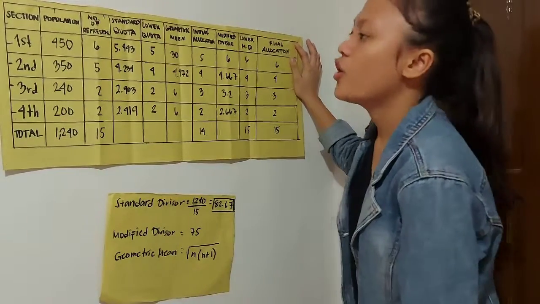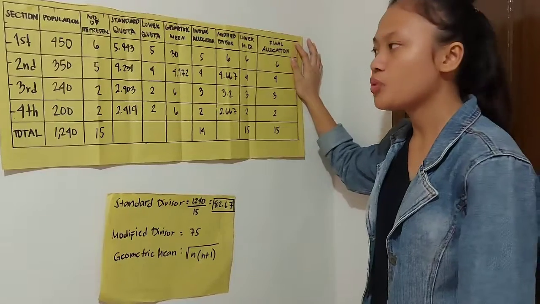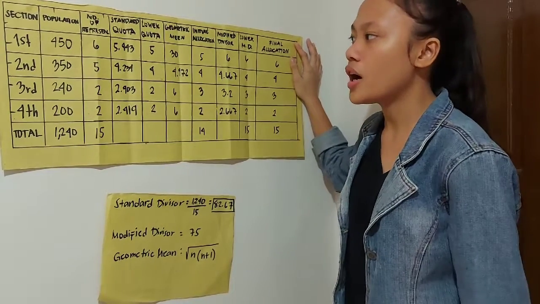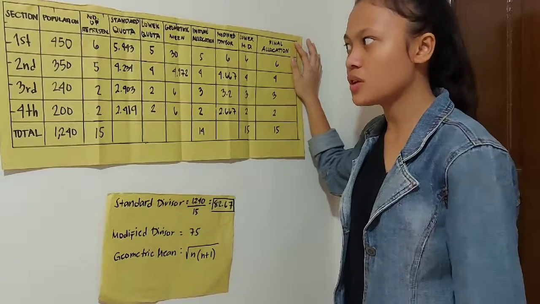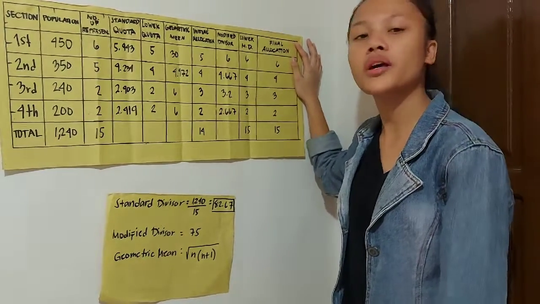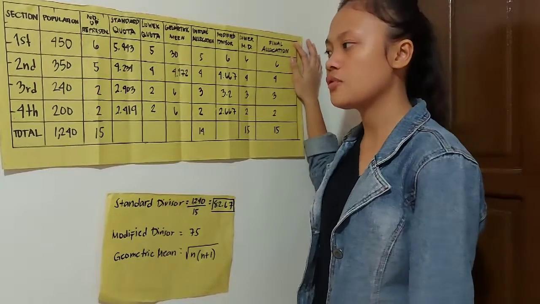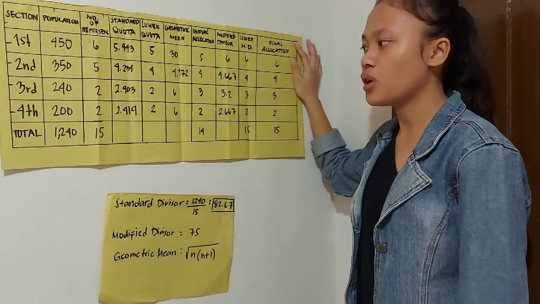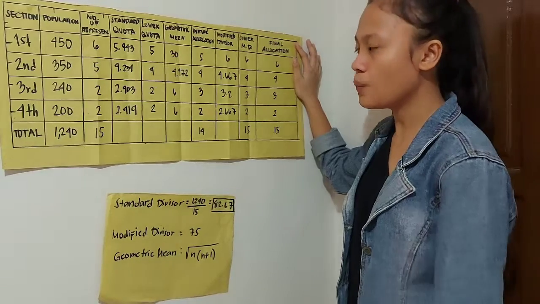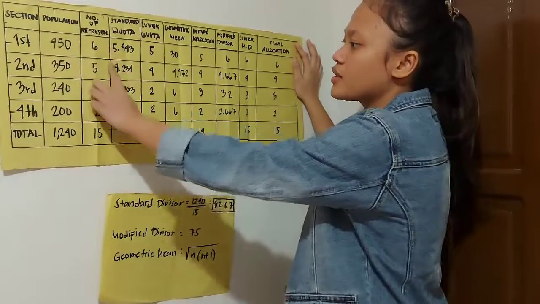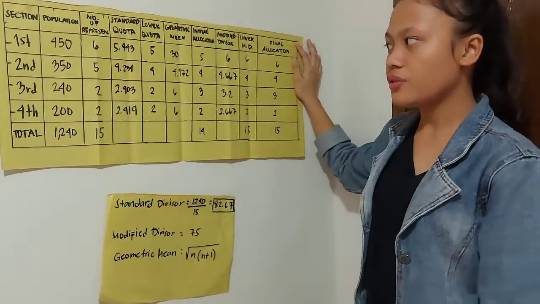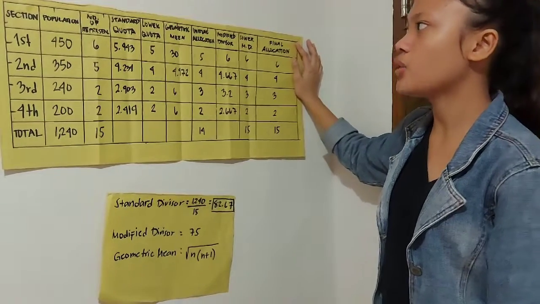So 450 divided by 82.67 is 5.443, while the second section has 4.234, the third section 2.903, and the fourth section 2.419. To get the lower quota, we just need to get the first digits in our standard quota, which are 5, 4, 2, and 2.